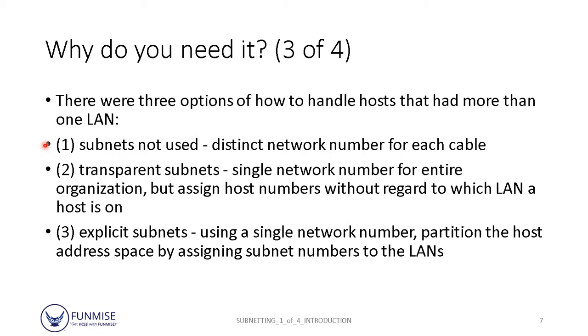What if you don't want to do that? What if that creates scalability issues? You're going to have a lot of networks. Actually, a lot of waste also. Now, you could try the second option, which is transparent subnets. In this case, you'll have a single network number for the entire organization, and you just give the hosts their own numbers without regard to the LAN they're sitting on. Now, this would mean you don't actually do anything to modify the hosts, and you only make a modification at the network layer to accommodate the hosts, and the network layer handles that complexity.